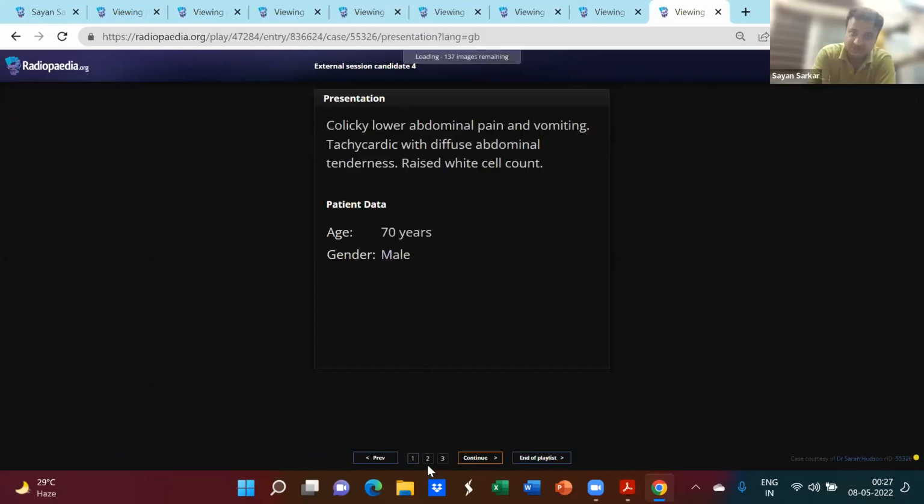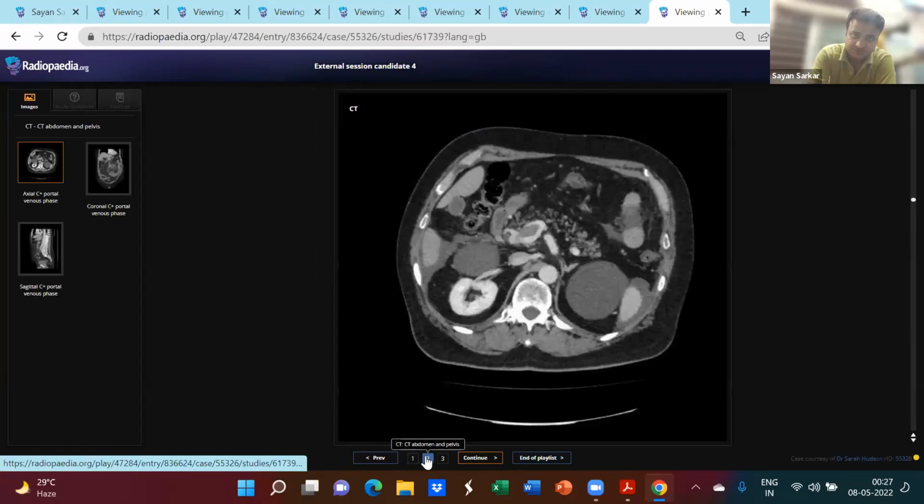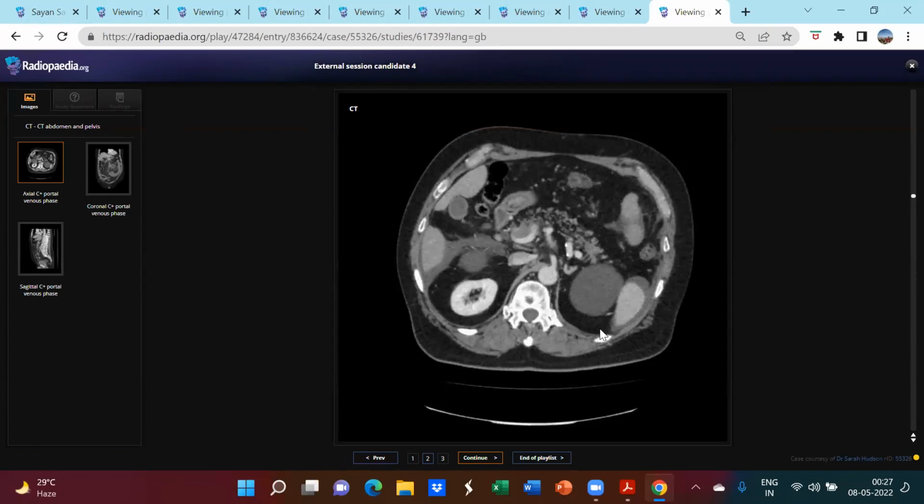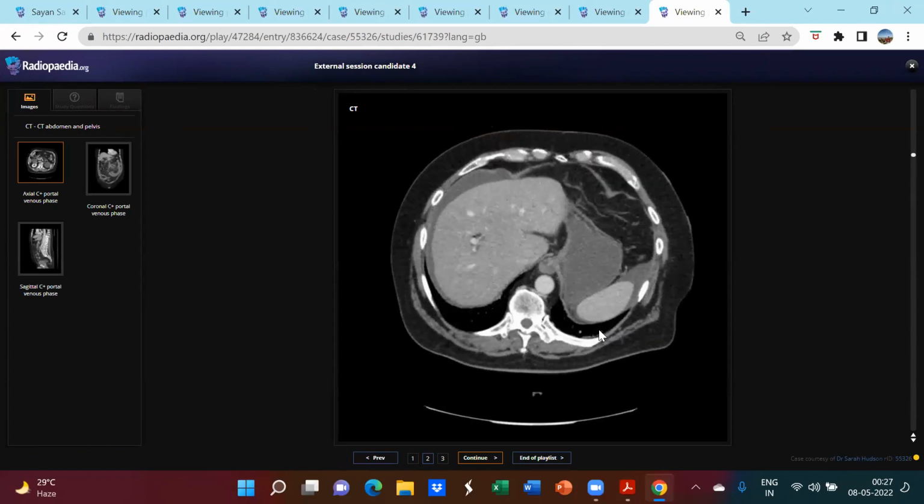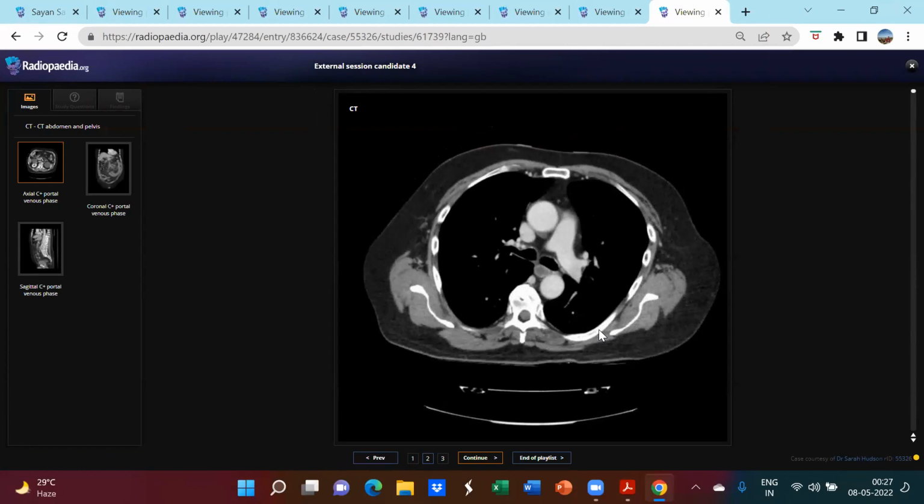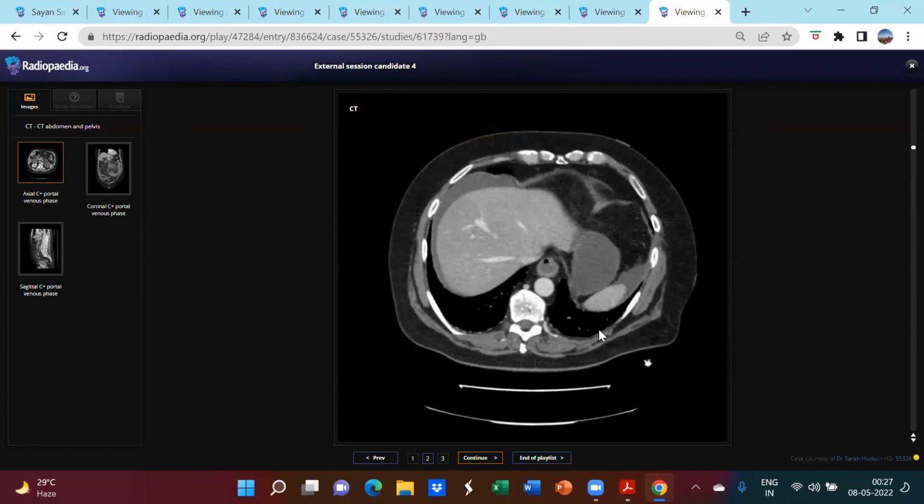This is your last case. Diffuse tenderness, raised white cell count. You can scroll. Post-IV contrast CT abdomen pelvis of a 70-year-old person who presented with abdominal distension, tachycardia, and pain.